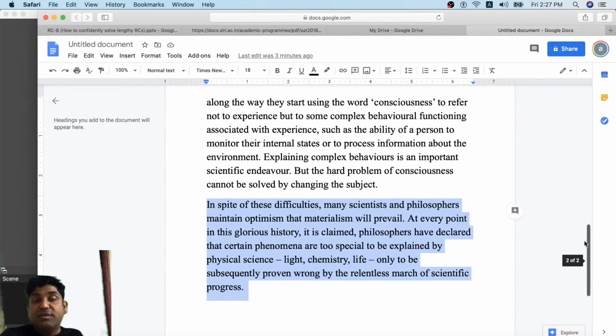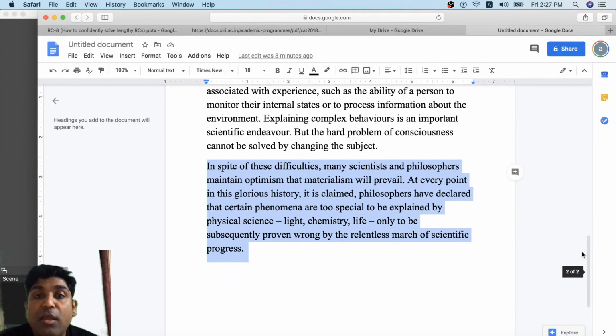In spite of these difficulties, many scientists and philosophers maintain optimism. So they say that in spite of whatever challenges people are facing, the people who are working in the field of trying to explain experiences by physical actions are confident that they'll be able to solve it one day.